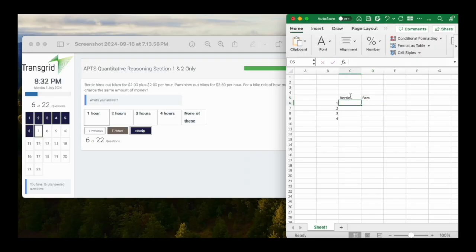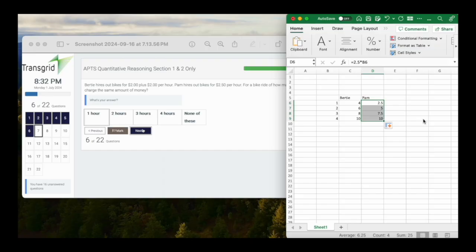So Bertie's cost is $2 per hour, and she also has a fixed cost of $2. So the formula will be like that. I'll drag this formula down. So for 2 hours, you'll pay $6, which is the $2 fixed costs, plus 2 hours at $2, so $4. Pam only has an hourly cost, so you just need to do $2.50 times the number of hours on the left, then drag the formula down.